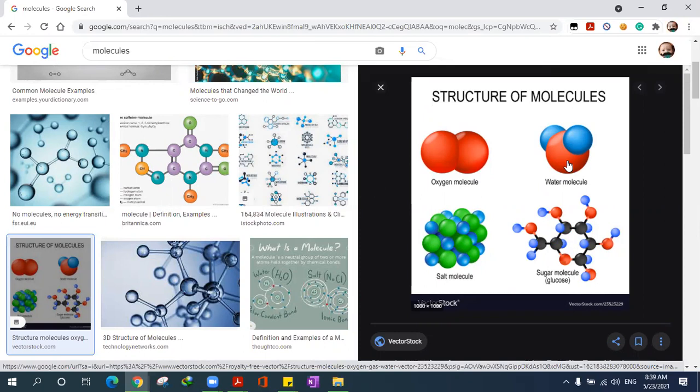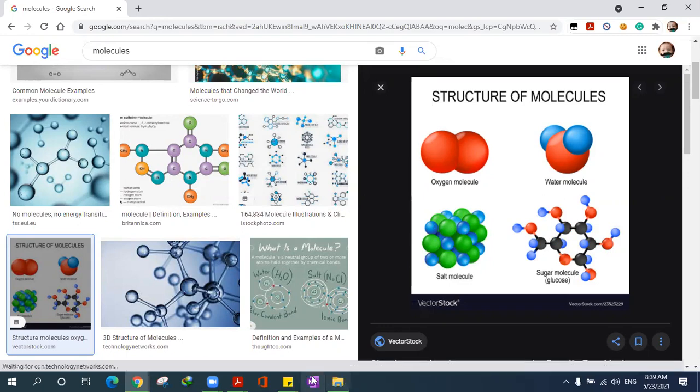Okay, so we have again an oxygen molecule. Here it is made up of 2 oxygen atoms, so this one is called an oxygen molecule. A water molecule is the same, like we mentioned. We have a salt molecule. Can you see? It's made up of different sodium and chlorine atoms.